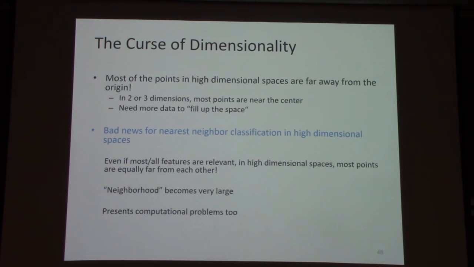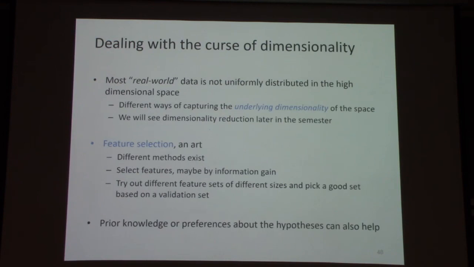If most points lie far away from the origin, most points are equidistant from each other, because they are all lying on the surface. The closest point could be a point that's actually very far away. And that's problematic, because you're saying that the label of the closest point should be the predicted label. And there are also computational problems as the dimensionality increases, and unfortunately I'm not going to get into that.